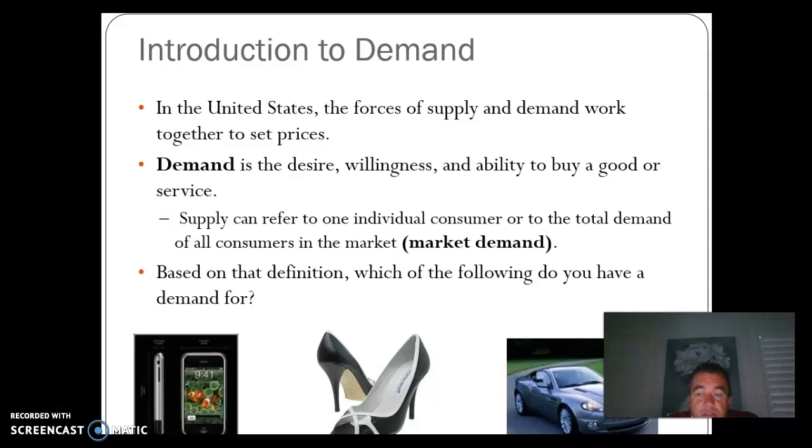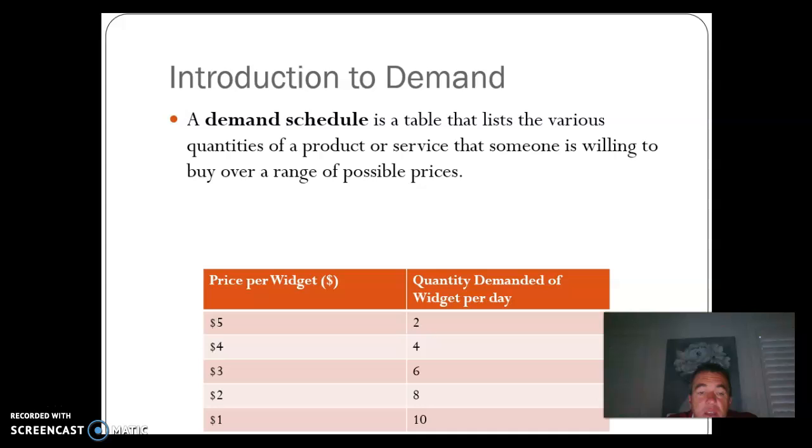Based on that definition, which of the following would you demand? Well, you could demand all of them if you look at it. A demand schedule is a table that lists the various quantities of a product or service that someone is willing to buy over a range of possible prices. You notice that we have price per widget, and we have quantity demanded of a widget per day. You notice as the price decreases, people want to demand more of the product.